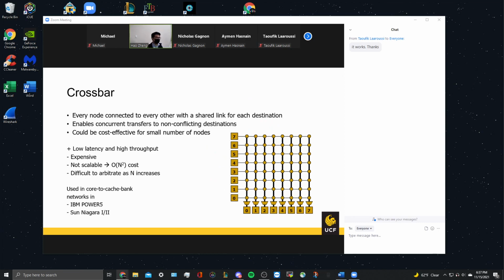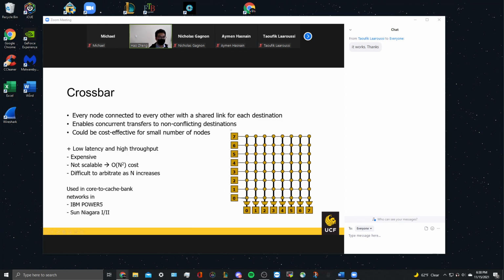So how about another one, crossbar? A crossbar has every node connected to every other with a shared link for each direction, enabling concurrent transit to non-conflicting destinations. Could it be cost-effective for a smaller number of nodes? So what does this mean? We have the communication pattern here. For example, what does non-blocking probably mean?